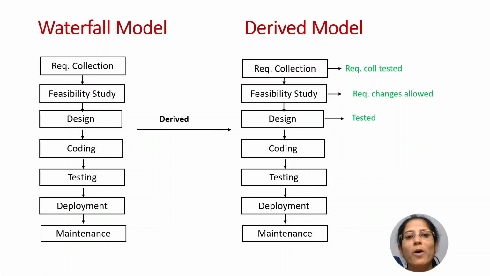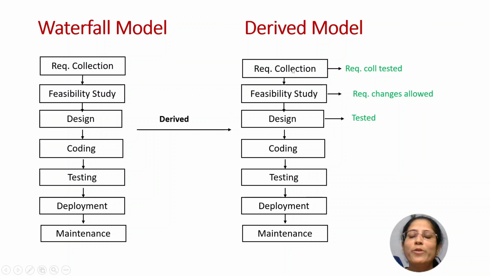Let's understand why we go for the derived model from the waterfall model. What happens in the waterfall model is we cannot go back from one phase to another phase. Let's say I have already gathered my requirements and requirement collection is finished. Then I come to the feasibility study phase. In this phase, if my customer needs some changes in the requirements, then I cannot go back from feasibility study to requirement collection. That's why the derived model came into the picture, where I can go back from the feasibility study phase to the requirement collection phase.